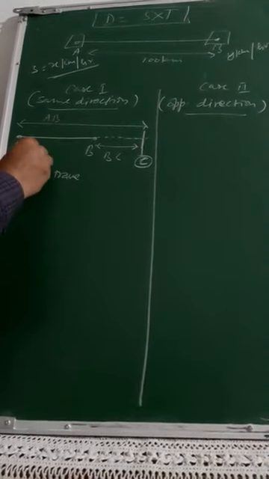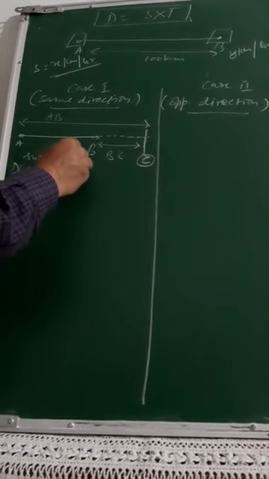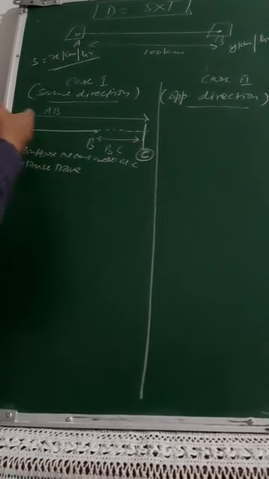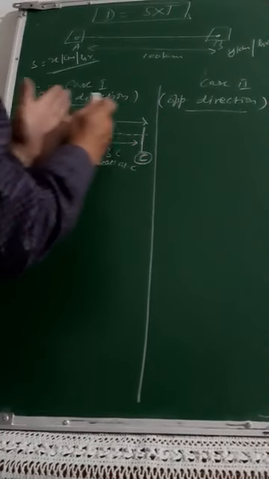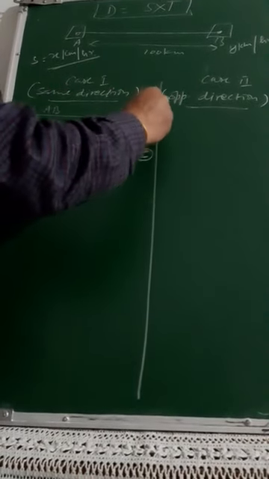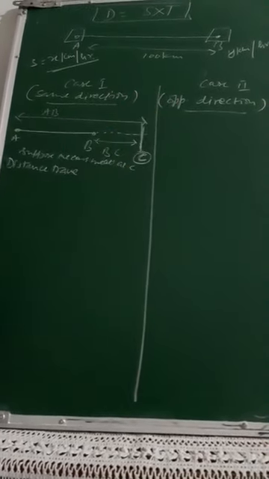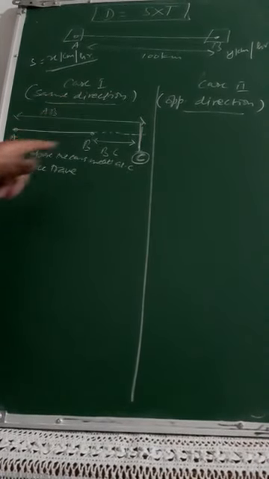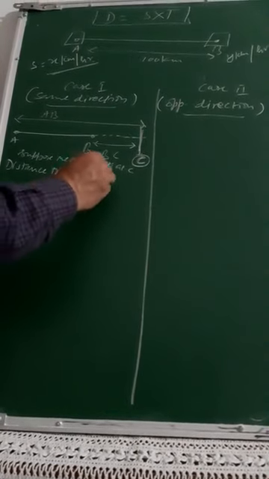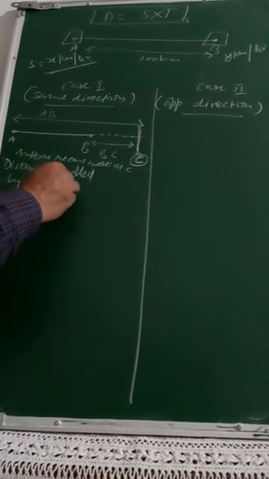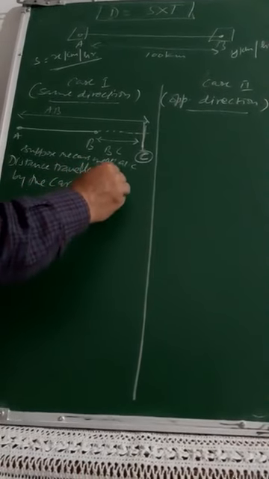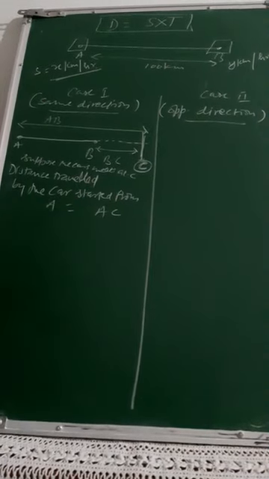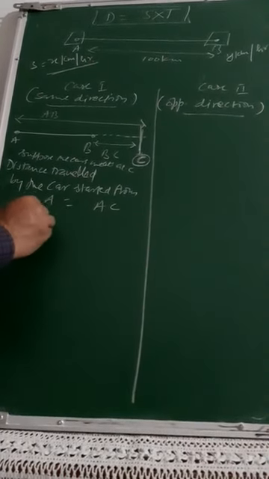So I will write distance traveled. Suppose the cars meet at C when the cars are traveling in the same direction. This is in this direction, this is also in this direction, and after some time the cars are going to meet at C. So what happens? This car has started from A, so the distance traveled by the car started from A is equal to AC.